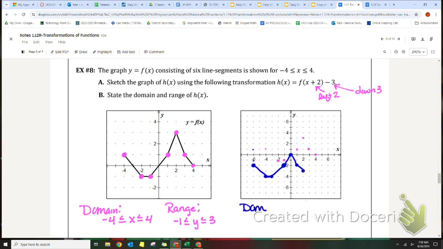And so for this one, our domain goes from -6 to +2. And our range goes down to -4, up to 0.